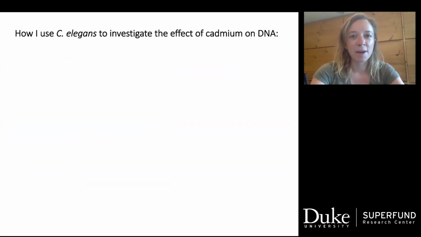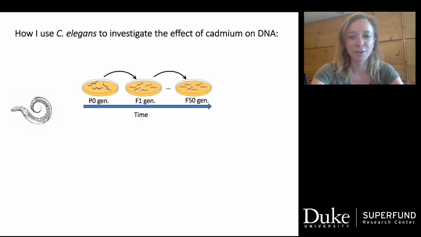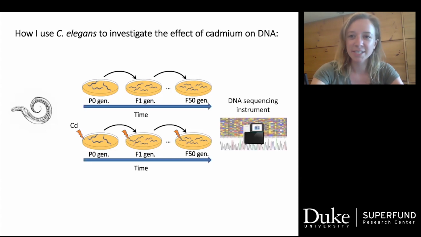So in the lab, I wanted to understand the effect of cadmium on DNA mutations. I study an organism called C. elegans, which is a microscopic organism that is used in many research labs, and importantly, it has its whole genome sequenced. In the lab, I raised C. elegans on normal plates for many generations. In parallel, I also raised C. elegans on plates that had a low level of cadmium, equivalent to the level that is measured in human blood in the United States.